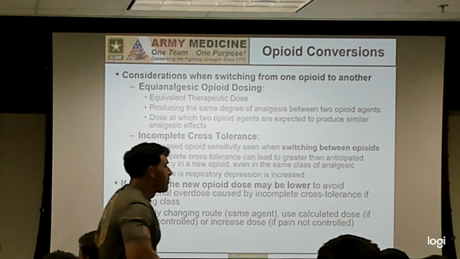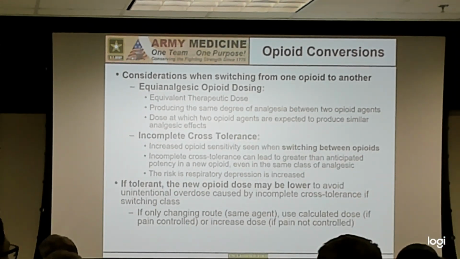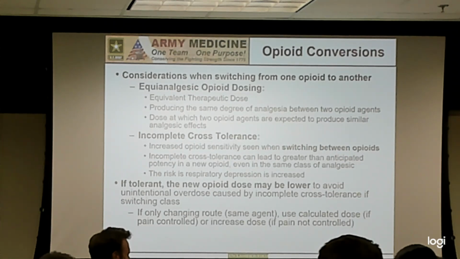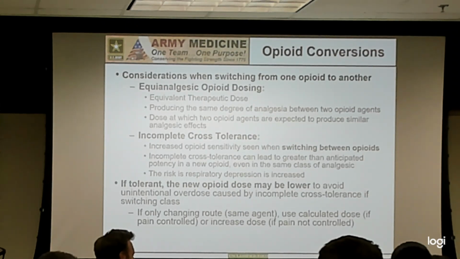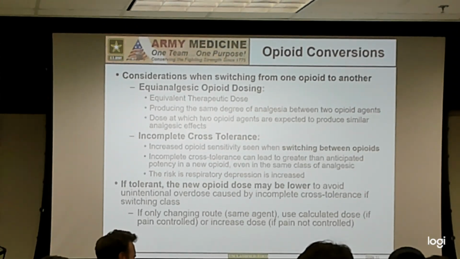If I just went from IV to PO, I don't need to worry about incomplete tolerance, cross tolerance. But if I went from meperidine to fentanyl, or from one drug to another drug, that is when I am going to need to worry about the cross tolerance. If a patient is tolerant or if they are opioid naive, you can also probably give a lower dose. Okay? So looking at that is essentially what this entire slide is telling you with a lot of words.